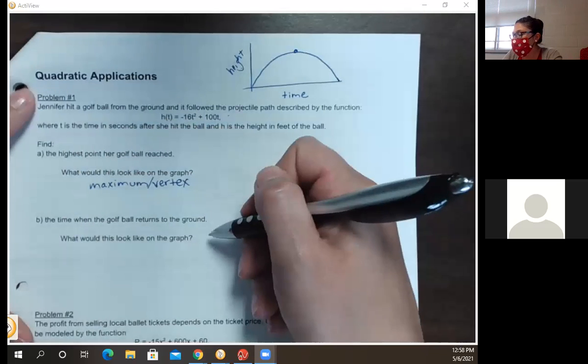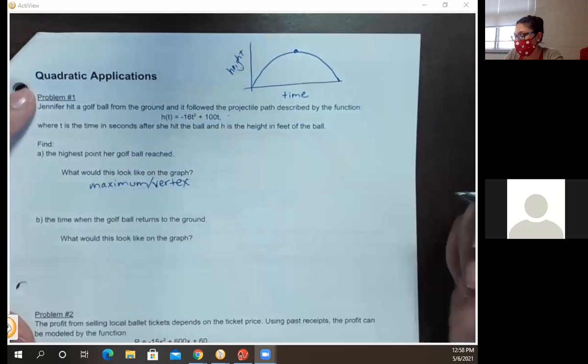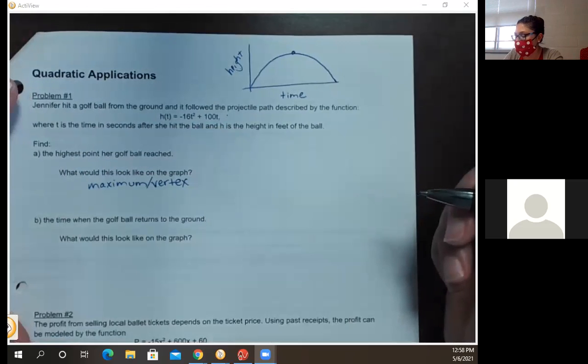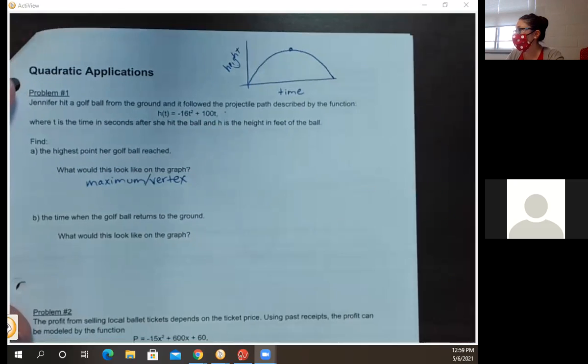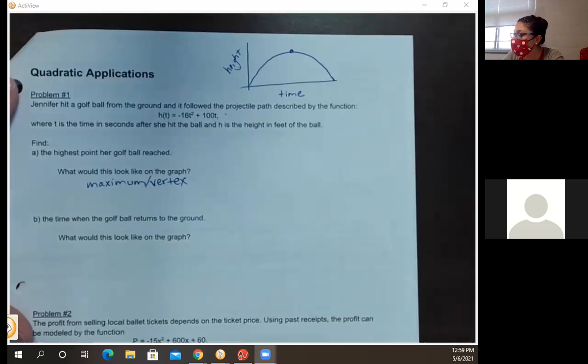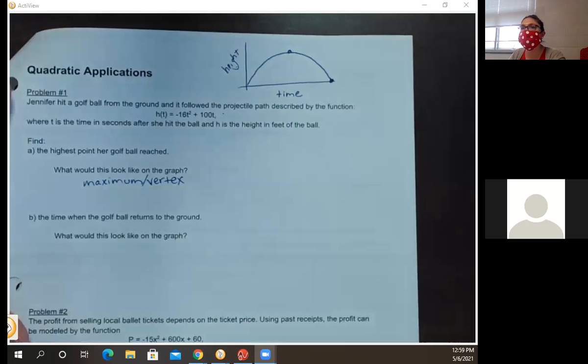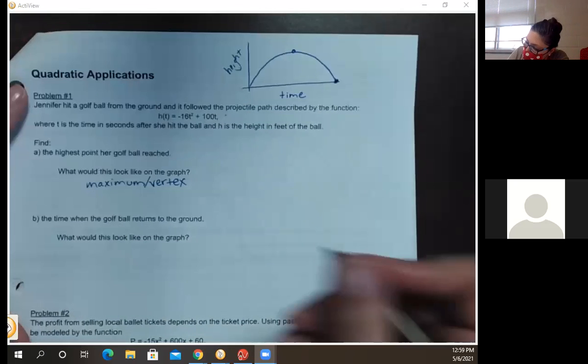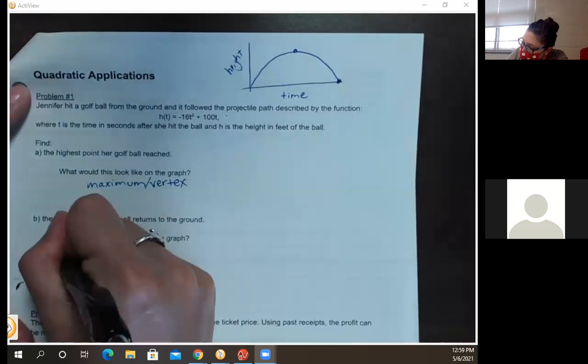And then I want to know, when does the golf ball come back to the ground? When does the golf ball hit the ground? What's that going to look like on the graph? Yeah, and we looked at this yesterday with our baseball problem, right? When does the baseball hit the ground? This is going to be our right side x-intercept.